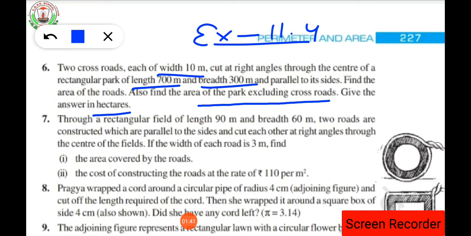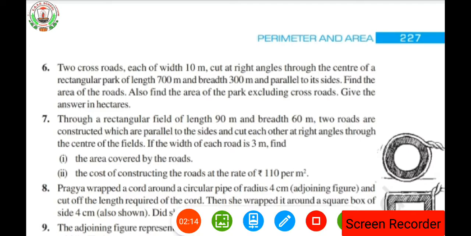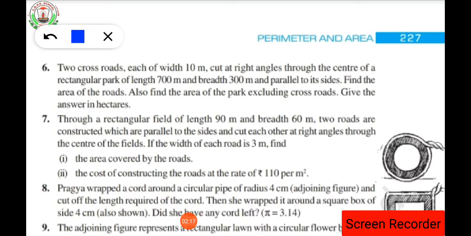Okay. Now in the next question, there is a rectangular field of length 90 meter. Here we have a rectangular field whose length is 90 meter and breadth is 60 meter, and two roads are constructed parallel to the sides, crossing each other at a right angle through the center of the field. The width of the road is 3 meter. Then find the area covered by the road and the cost of constructing the road at the rate of 110 per meter square.